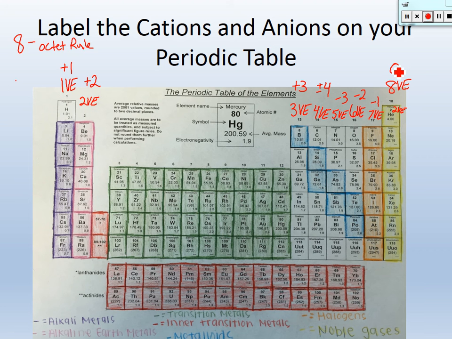Okay. So on every one of your periodic tables, I want you to label plus 1 for group 1, plus 2 for group 2, plus 3 for group 13, group 14 is plus or minus 4, group 15 is minus 3, minus 2, minus 1, and 0. And hopefully we understand why.